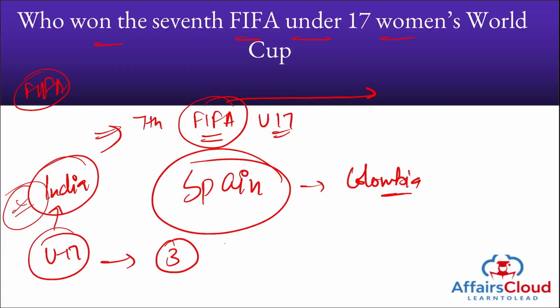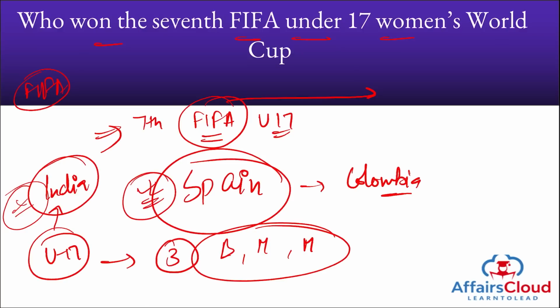Which are these cities? These are Bhubaneswar, that is in Odisha. Then Margao, that is in Goa. And third was Navi Mumbai, that is in Maharashtra. So these are the three cities where this Under 17 Women's World Cup was hosted by India. And here, who was the winner? Spain emerged as the winner of the 7th edition of the FIFA World Cup.